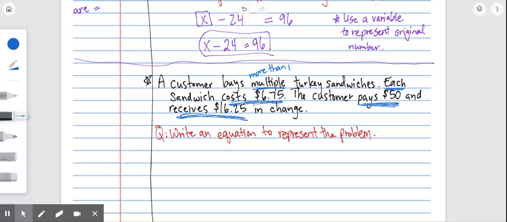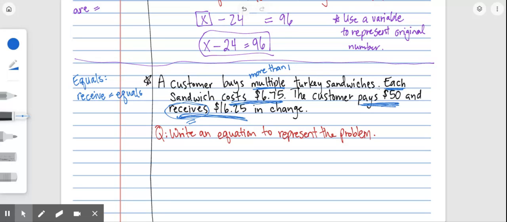Okay, so I don't have a word that says equals, right? However, I have some keywords. On this problem, I know that the customer gets back in their hand $16.25. So they receive $16.25. To receive something means to have it back in your hands. So the receive in this expression means equals. Okay. So I know that this is going to equal $16.75.